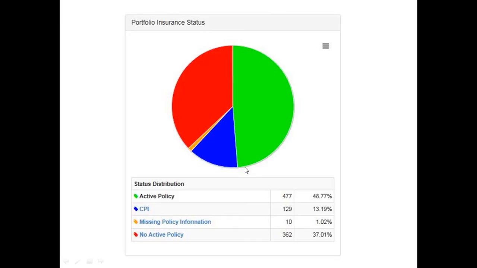So you're able to quickly see, oh, the green is the good ones. I don't have to touch those. The blue is the CPI. I don't have to worry about those. I know how to take care of those. The missing policy information and the no active policies are the ones I need to deal with.